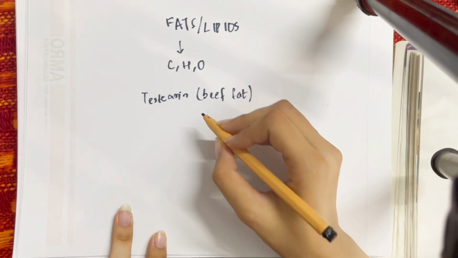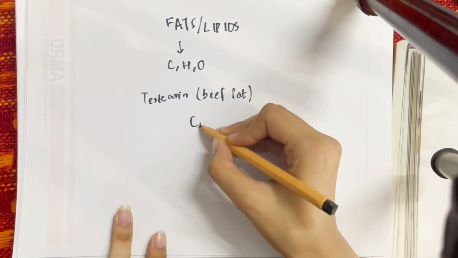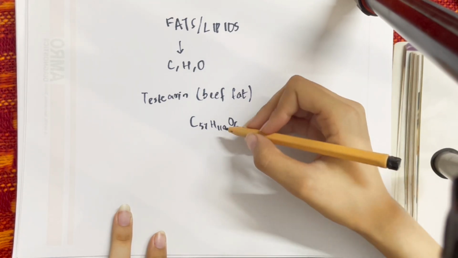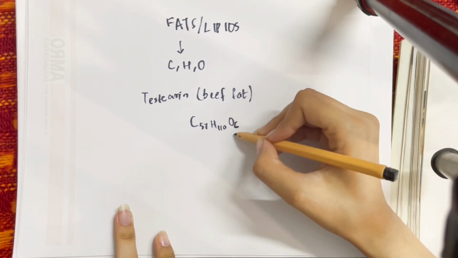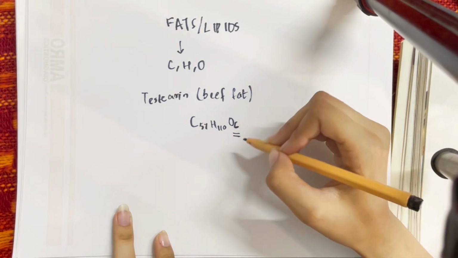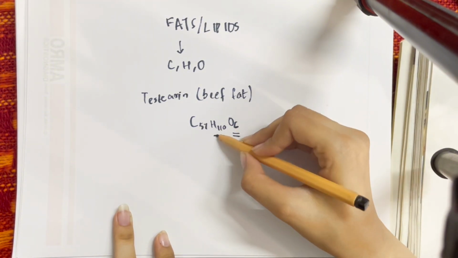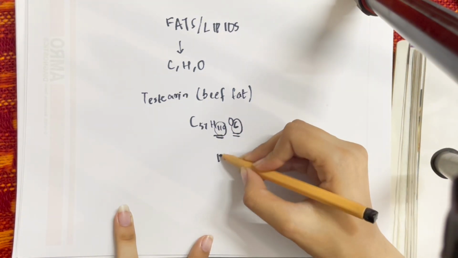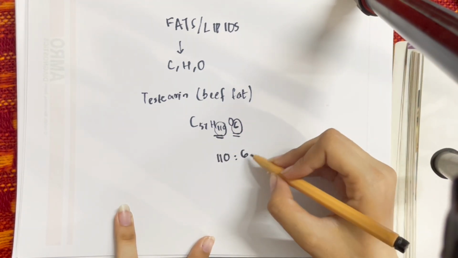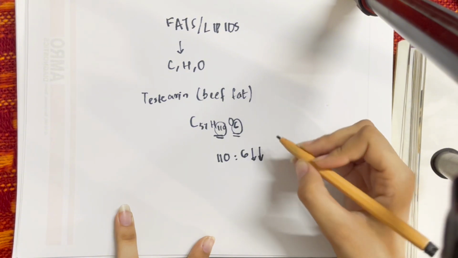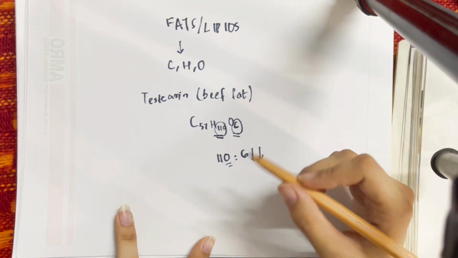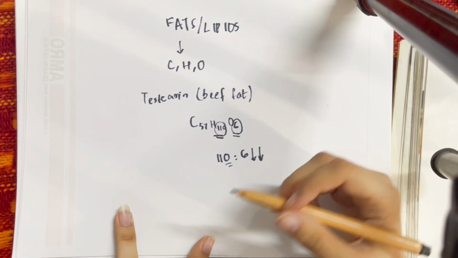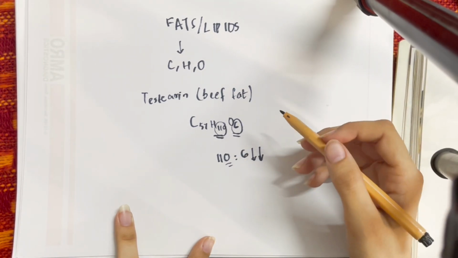The common formula for the beef fat is C57H110O6. Note how the proportion of oxygen is so much less in number in proportion to the hydrogen. Hydrogen is around 110, oxygen is around 6. So the ratio of oxygen is much less than the hydrogen. So what does this mean? This means that the proportion of an element that makes up the fats is not fixed. So this is just a general formula of it.